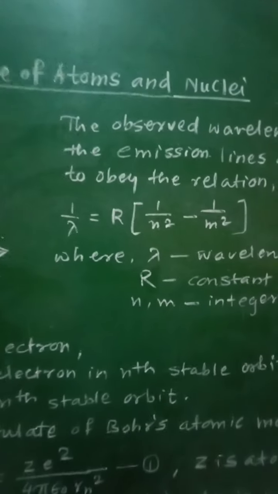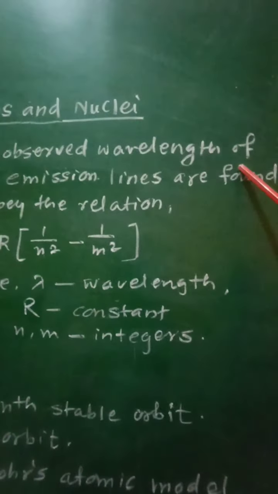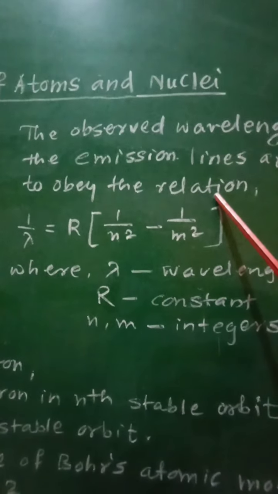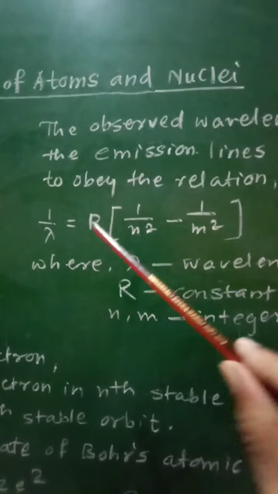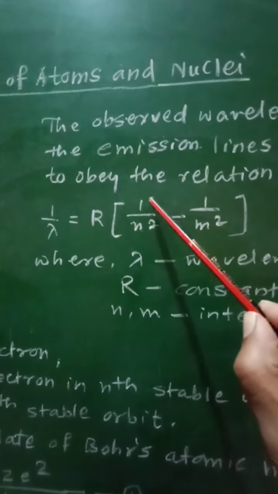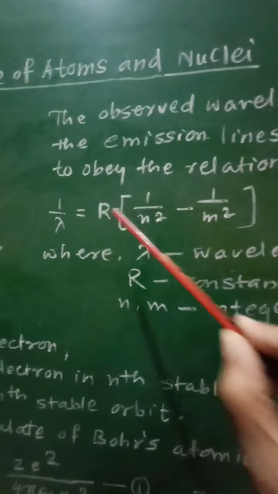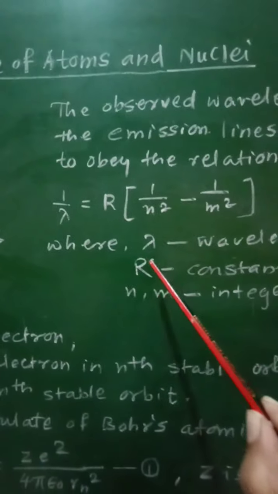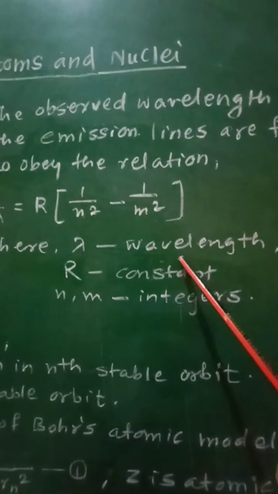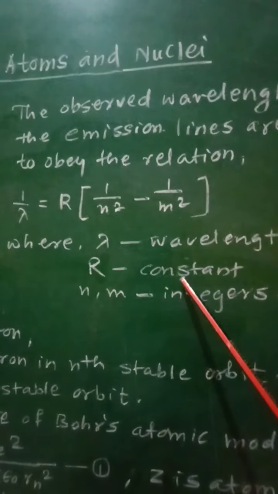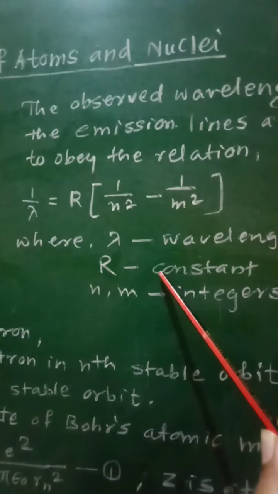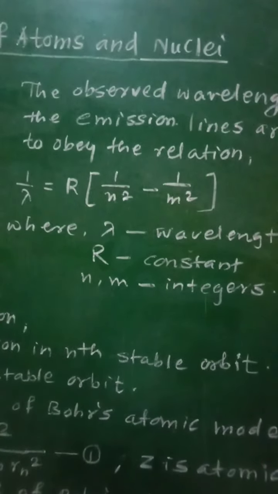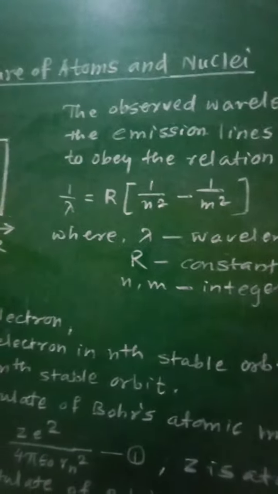Now, the observed wavelengths of the emission lines are found to obey the relation 1 by lambda equal to R into 1 by n square minus 1 by m square, where lambda represents the wavelength of that emission line, R is a constant called the Rydberg constant, while n and m are integers which take values 1, 2, 3 and so on. So this is regarding the hydrogen spectrum.